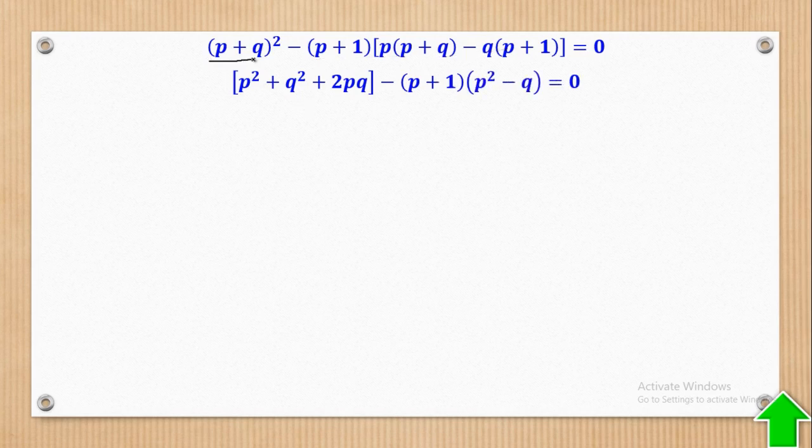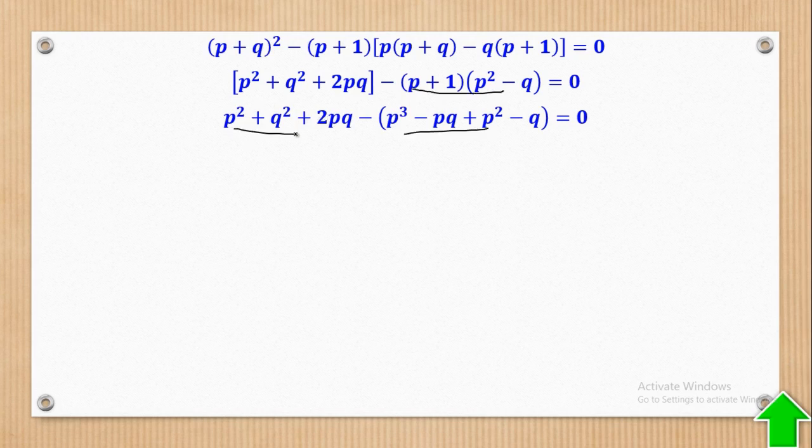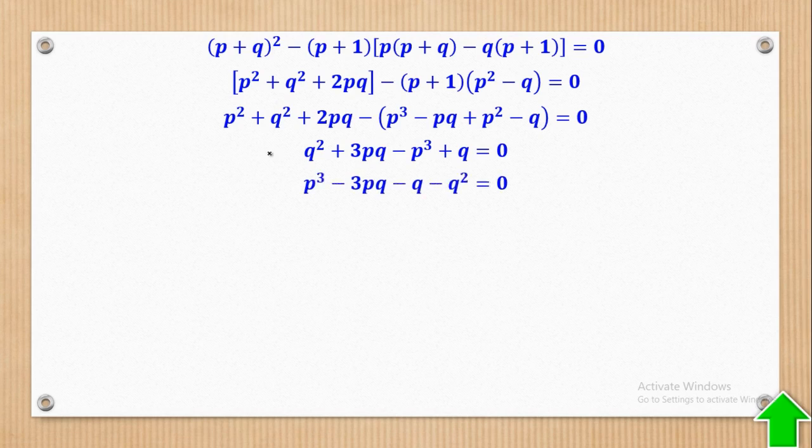Now expanding this one gives you this. And this one, when I expand it, I come up with this. So expand this one further to come up with this, and this one is here. So now it's time to collect like terms to come up with that line. Therefore, I can rearrange to get the required expression.